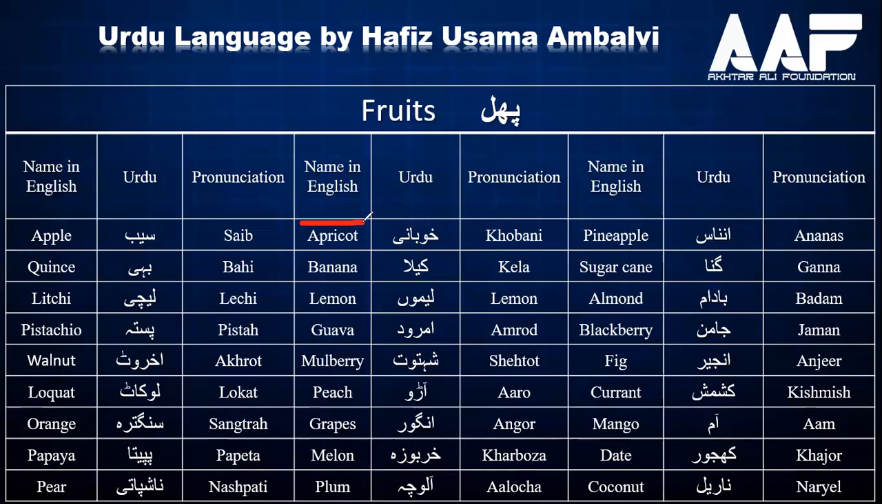Okay, so now we have ananas, and bahi means quince. Do you know what quince is? I don't. Okay, it's in the category of apple, and in Urdu there is nashpati. It's pear. Do you know pear? Yes. It's written nashpati. So they have the same category. Apple, bahi, and pear.